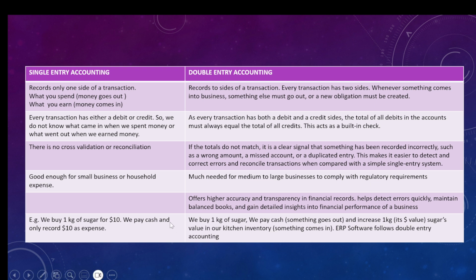Okay. Now let me give an example of a single entry. For example, I buy 1 kg of sugar for $10. I pay cash and only record $10 as an expense. Okay, this is single entry.